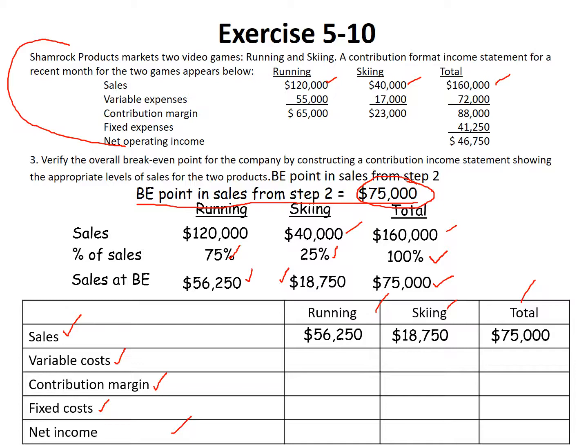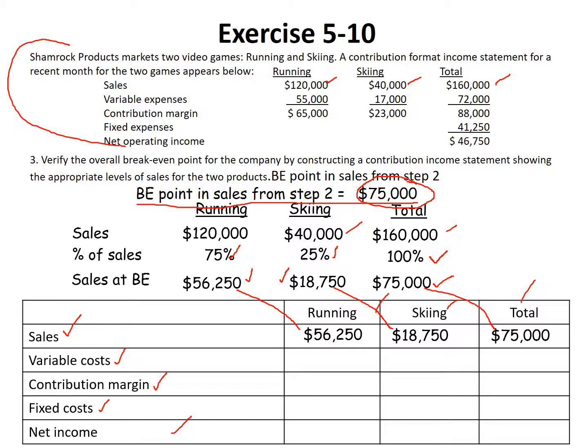First thing is running sales are $56,250. My skiing sales at break even will be $18,750, which means my total overall sales would be the $75,000, which is exactly the way it needs to be. Now variable costs are just a little bit trickier.